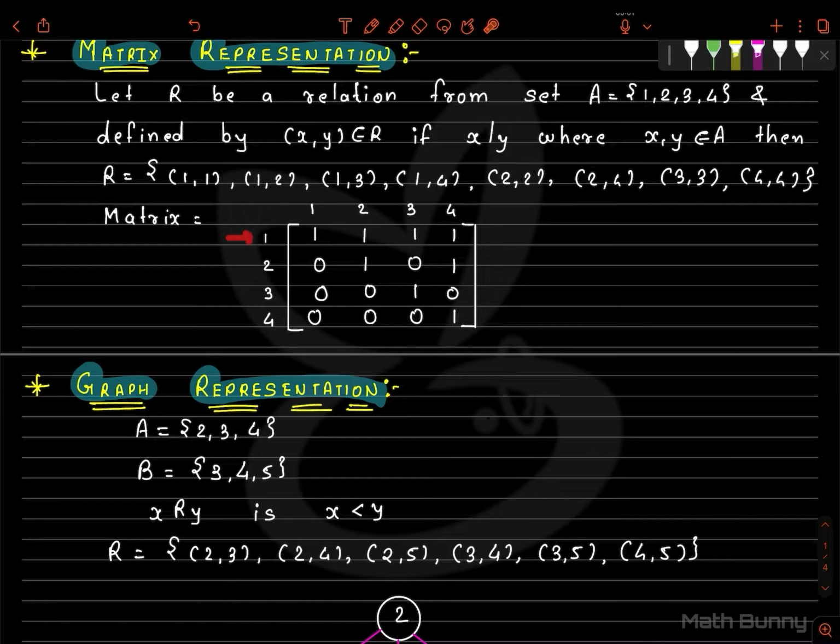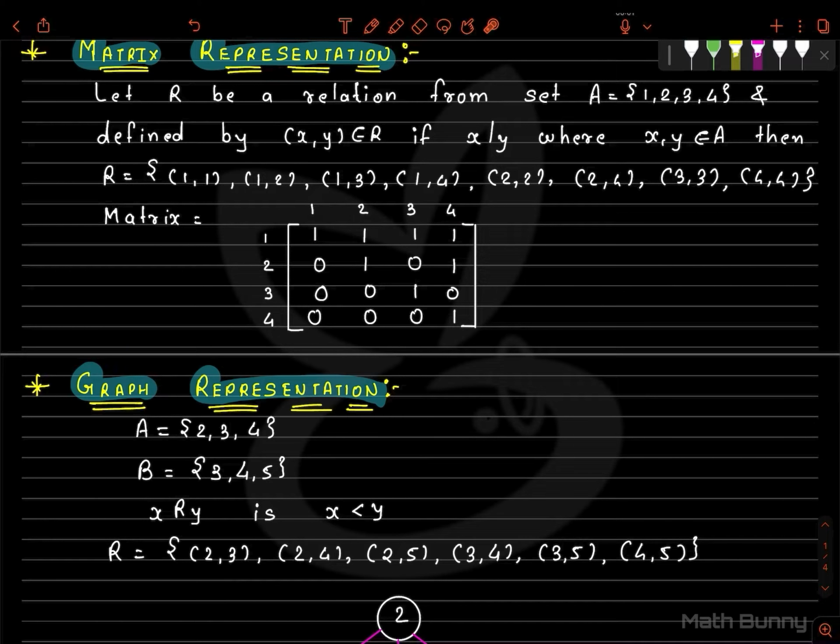To represent this relation R in matrix form, we will first write all the elements of the set in rows as well as in columns. To represent a relation in matrix form, we write 1 where the element is present and 0 where the element is absent. Here (1,1) is present, so in position (1,1) we have written 1. (1,2) is also present, so it will be 1. (1,3) is also present, so 1 again, and (1,4) is also present, so we have written 1.